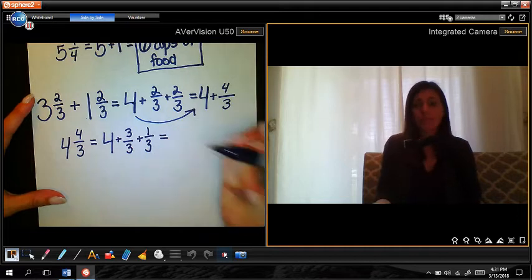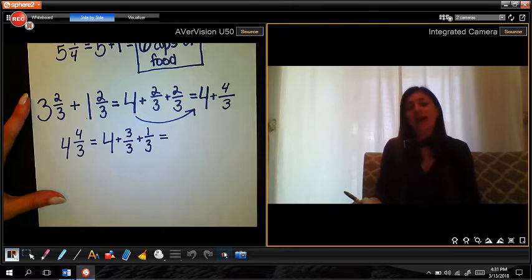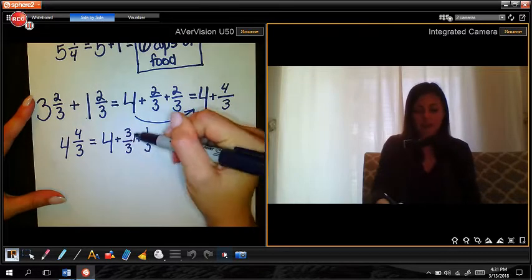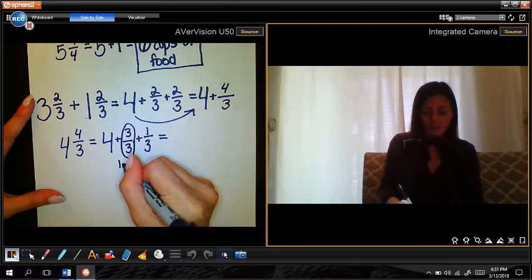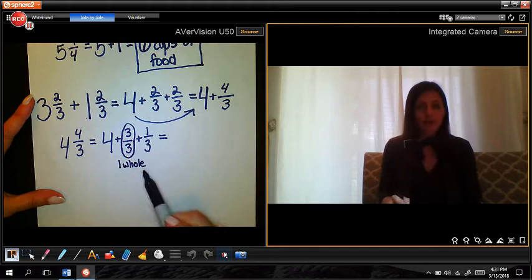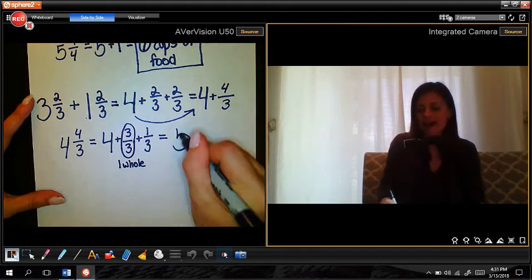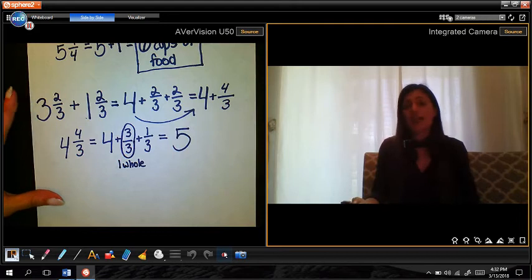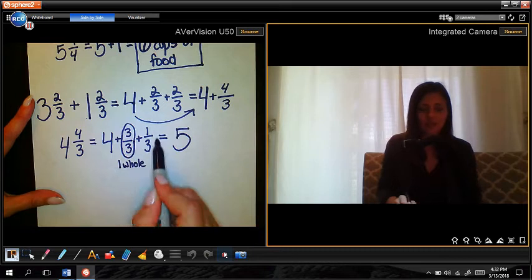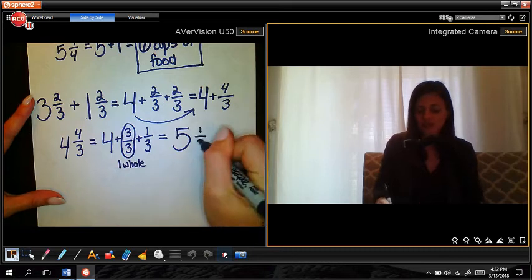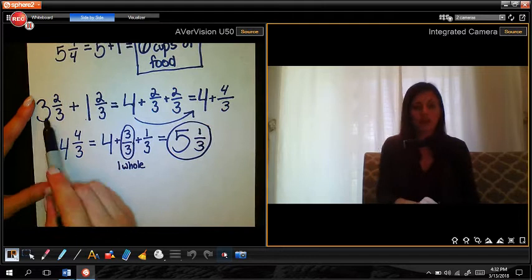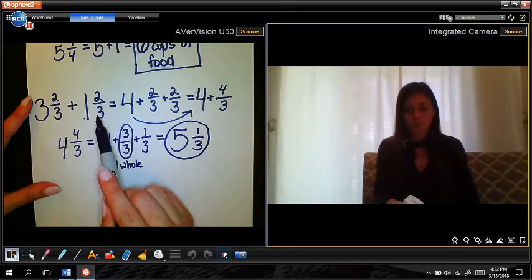My last step is to combine all of my whole numbers and then leave my fractions as my leftover. So I know 4 is already a whole number, and I know that if I have 3 over 3, this means that I can make 1 more whole. So I'm really adding 4 wholes plus the 1 whole I made out of 3 over 3. That gives me a total of 5. Now the last step is just to add in any leftovers. In this case, since I've already added these two numbers, my only leftover is 1/3. So my answer is 5 and 1/3. So that is my final answer for the addition of 3 and 2/3 plus 1 and 2/3.